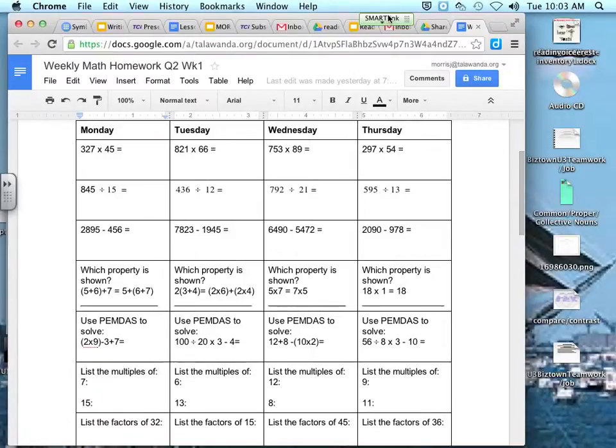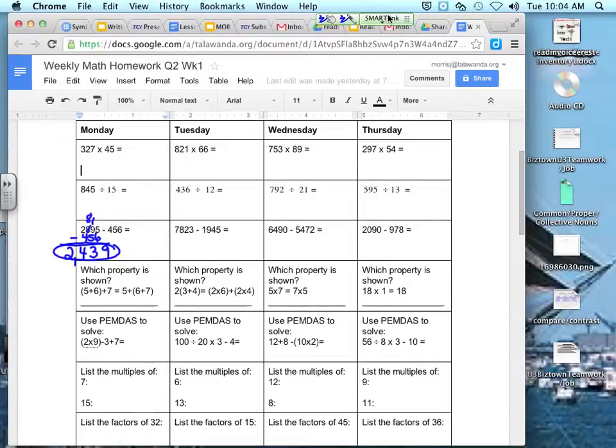When I go to subtract 2,895 minus 456, I can't take 6 from 5, so I have to borrow. That becomes an 8, and I now have 15 minus 6 is 9. 8 minus 5 is 3. 8 minus 4 is 4. And 2 minus nothing is 2. So I have 2,439.